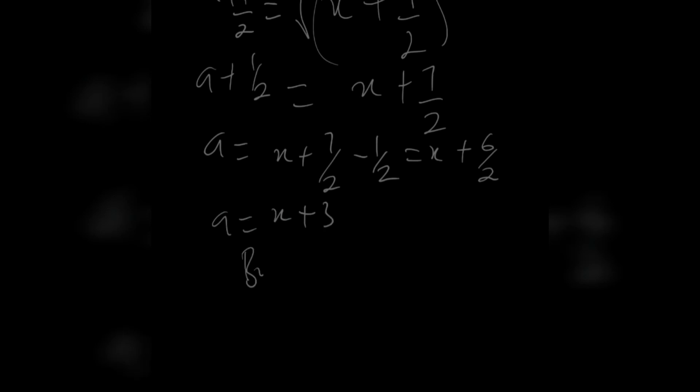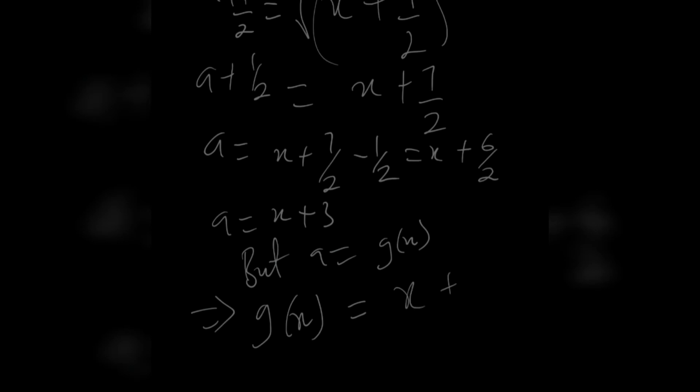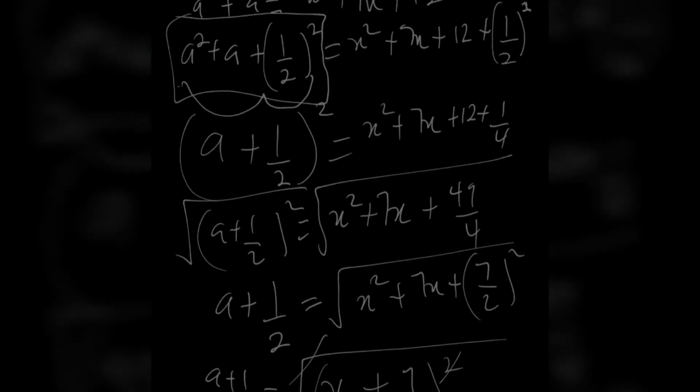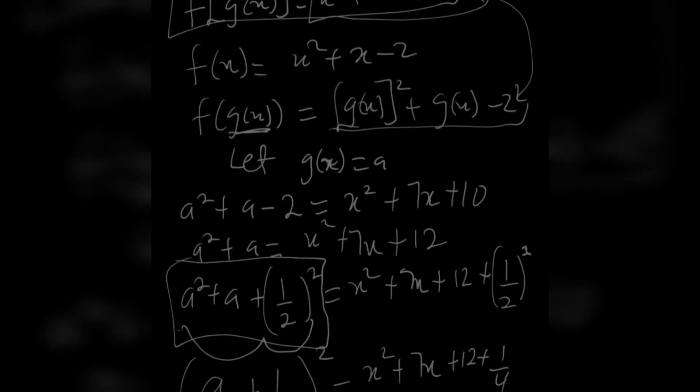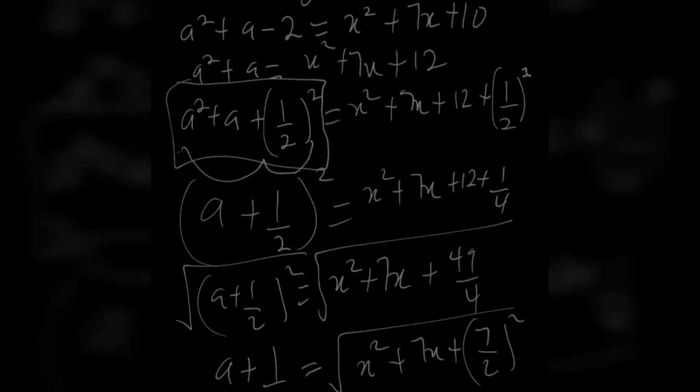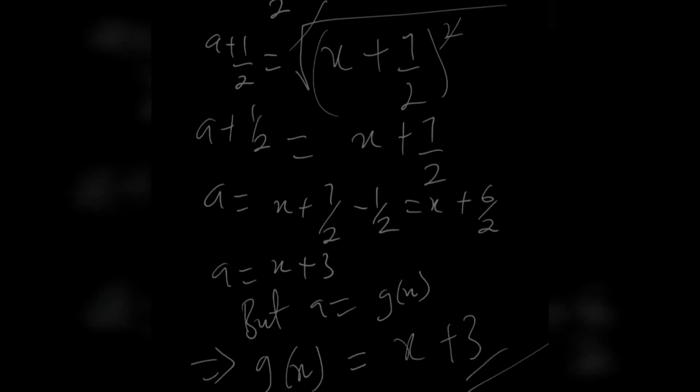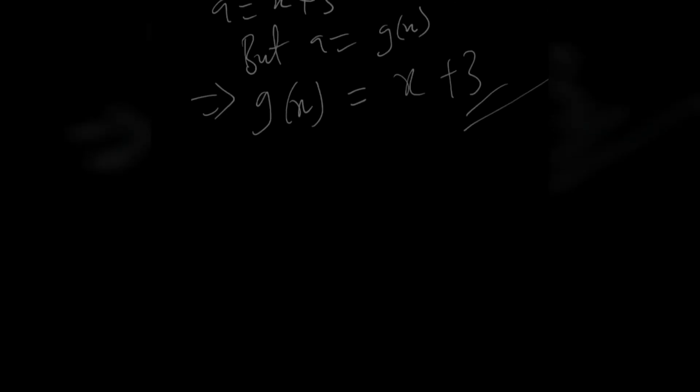But what was a? A is equal to g of x. So this implies that our g of x will be equal to x plus 3, just as we had our g of x to be x plus 3 from the onset. Okay, so yeah, that is how we are able to find the value of g of x.